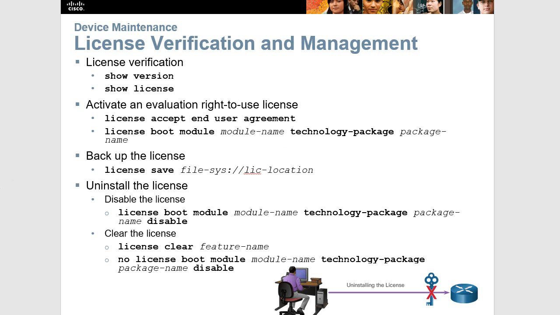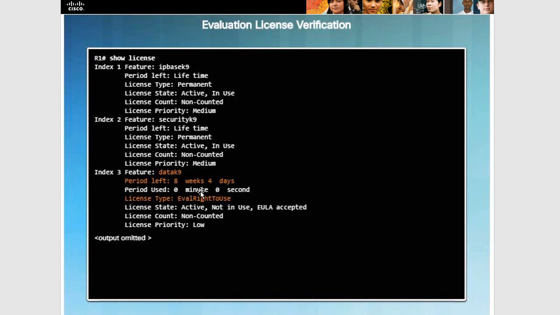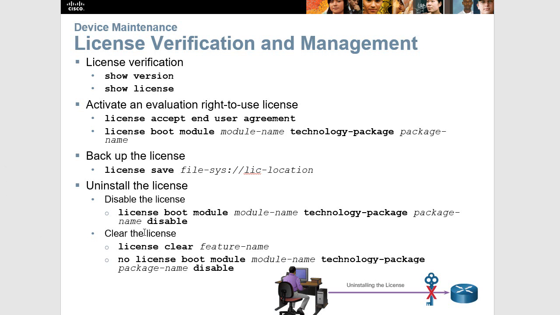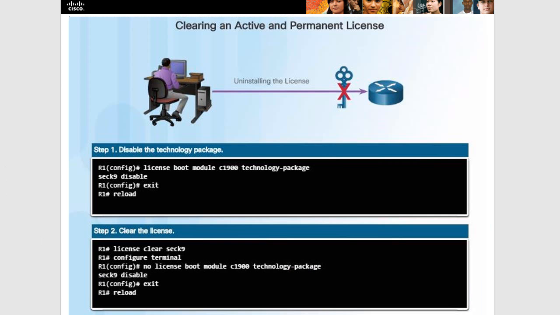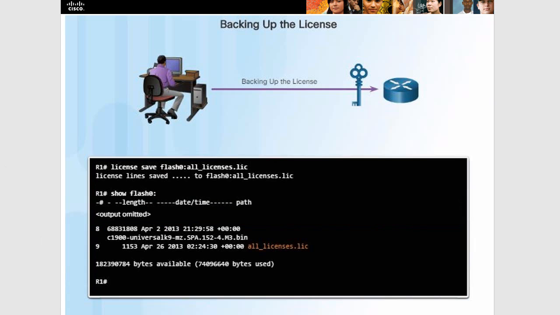If you do activate that, it's going to show up like this, showing how much time you have left, and that it is an evaluation right-to-use. If you need to save the license, I think we have that here. Yep, license save flash 0, all licenses, something like that, .lic. That will save all your licenses for you, or back up your licenses.